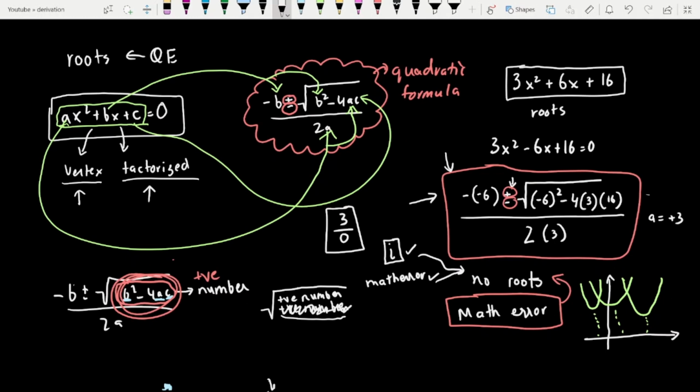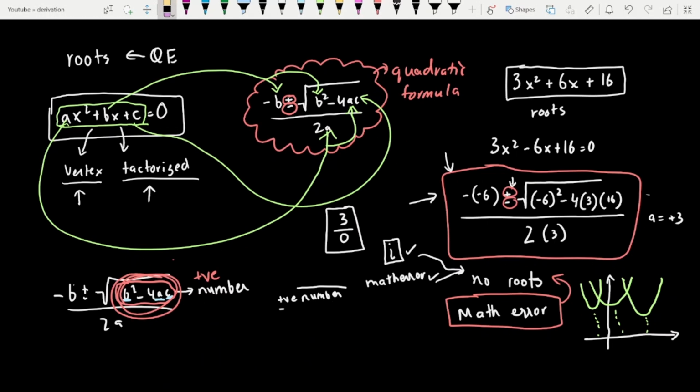So what we're trying to do is just check this b squared minus 4ac form. And this b squared minus 4ac actually has a special name. It's called the discriminant. And the discriminant has to be a positive number. It cannot be a negative number. So how do we go about this? Well, this is how we go about this.